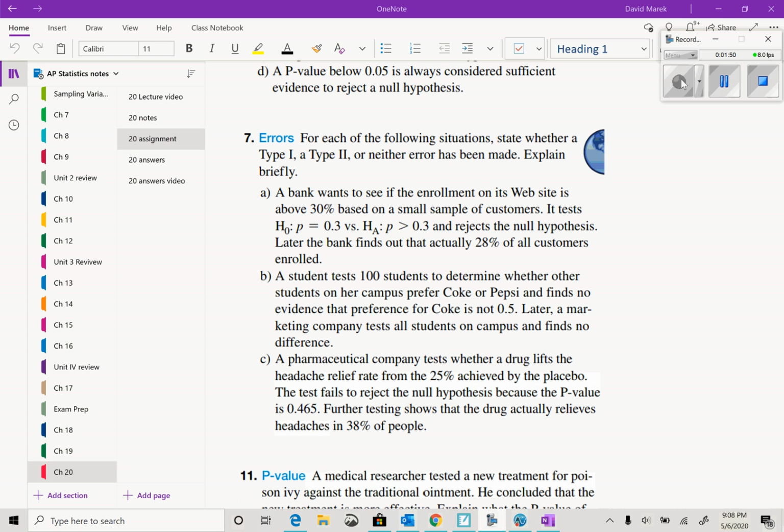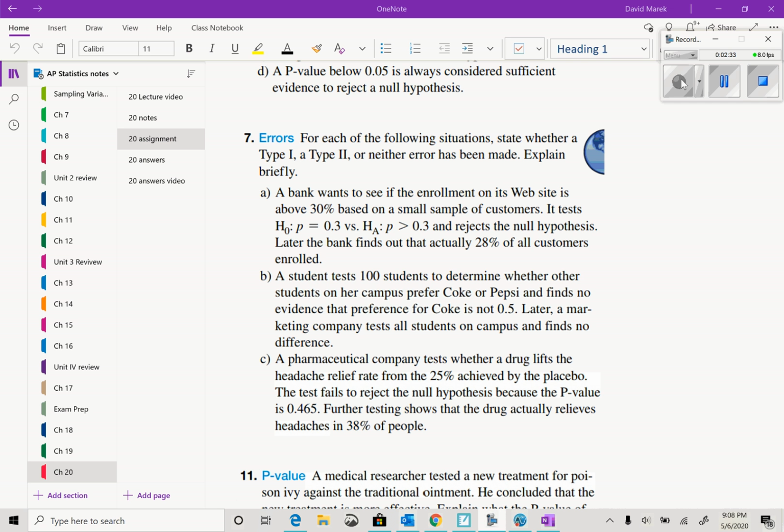Okay. Part B. A student tests 100 students to determine whether students on her campus prefer Coke or Pepsi and finds no evidence that the preference for Coke is not 0.5. Later, a marketing company tests all students on campus and finds, again, no difference. There's no evidence. In this case, for Part B, that's not a Type 1 or a Type 2. The student who did the initial one here came to the same conclusion as the marketing company did, so that student did not make an error.